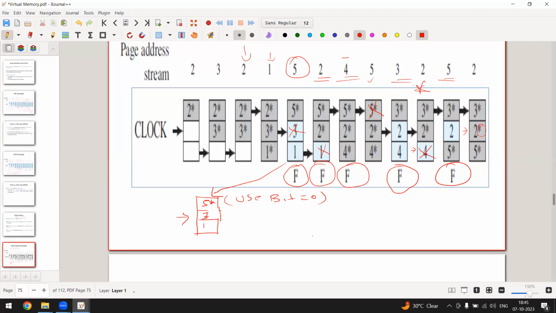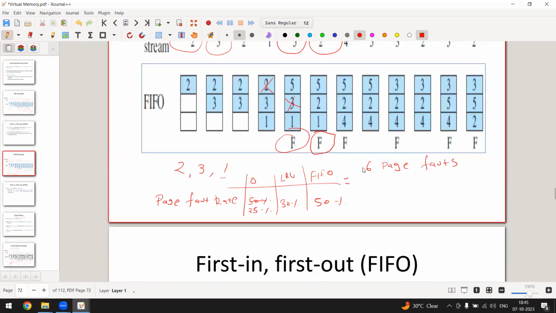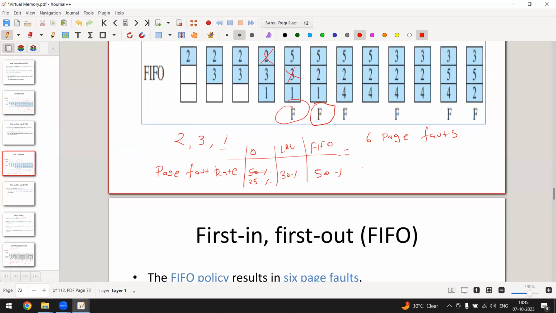So you can see the number of page faults here is 5, and page fault rate is 5 out of 12, right? Yeah. So what is the page fault rate here? If we take 5 by 12, it is 0.41. So it is 41% of page fault. So if we go back to our comparison, we can write one more column here. Clock policy 41.